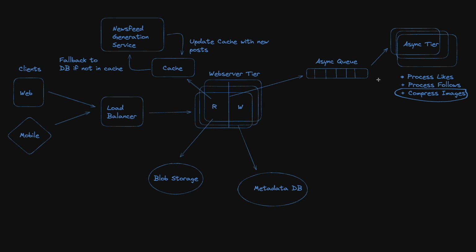We're going to have an async queue, which is going to take jobs like processing likes, processing follows, compressing images, and it's going to get passed to the async tier. And the async tier, for example, if it needs to store stuff in the database, for example for a like, or put stuff in the blob storage if someone posts something new, then we want to tell the newsfeed generation service, and then the newsfeed generation service can update its cache, which we'll use for reading. So this is how all of the things click together.